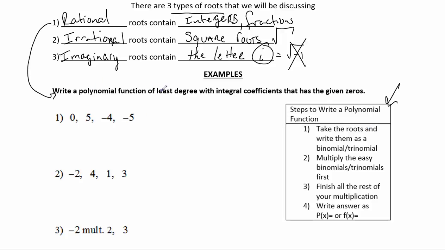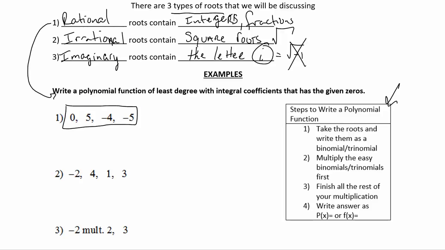So write a polynomial function of least degree with integral coefficients. Integral, again, means we just want positive or negative numbers as coefficients. We don't want fractions with the given zeros. So these are the zeros of the function. If you were to graph this function, this equation with these zeros, you would get 4 times it would cross the x-axis. Okay, it would cross at 0, 5, -4, and -5. And what we want to do is write the equation of what these zeros actually come up with.